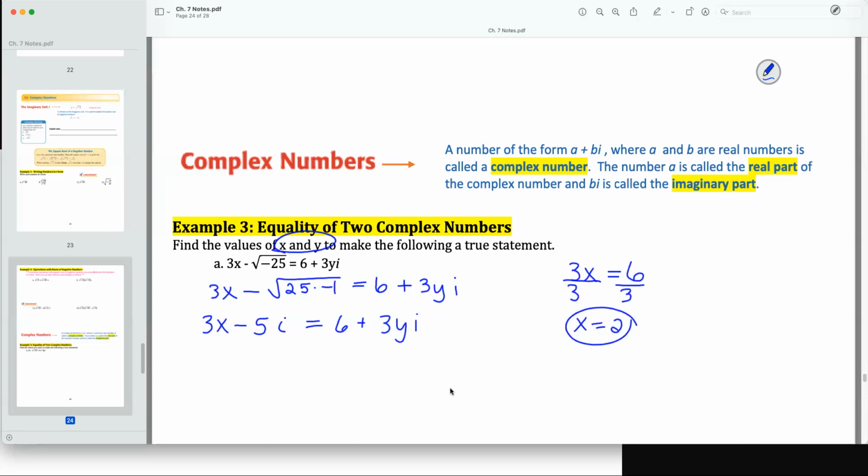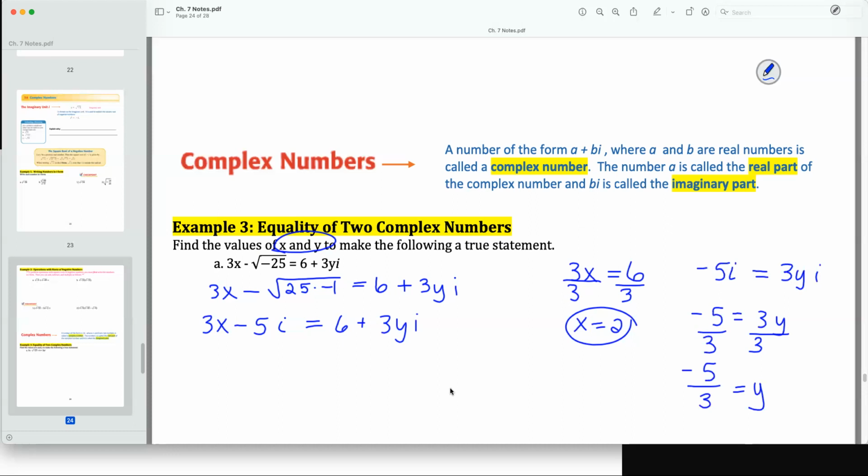All right. And then for the other part, we have to basically make negative 5i equal to 3yi, and we're solving this for y. We want to figure out what value of y will make this true. Well, we could divide both sides by i right now, and they'll cancel out. So really what we're trying to do is figure out when negative 5 will equal 3y. Now, of course, it's not as easy as this one because 3 times 2 is 6. But all we have to do is divide both sides by 3, and it should be negative 5/3.